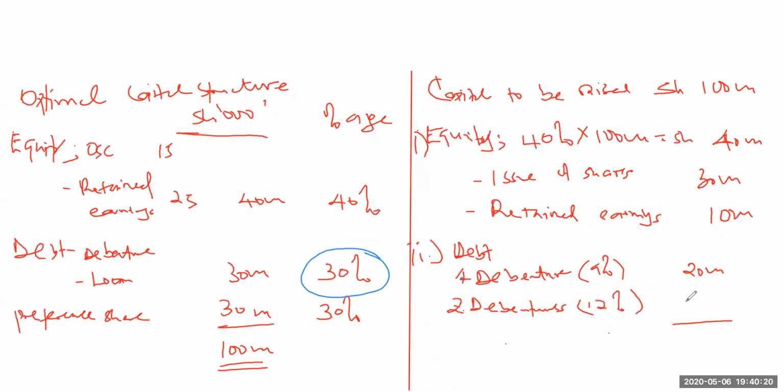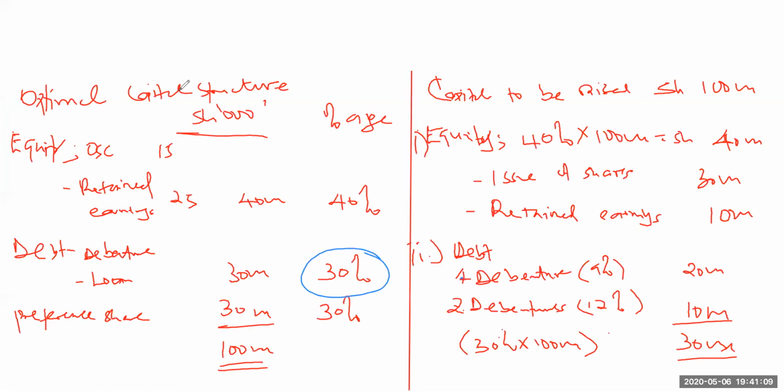We are saying that the total amount that will come from debt is 30% of 100 million, to give us therefore 30 million. So the balance, which is 10 million, will come from the 12% debenture. The extra debt we thought will come from the issue of 12% debenture.